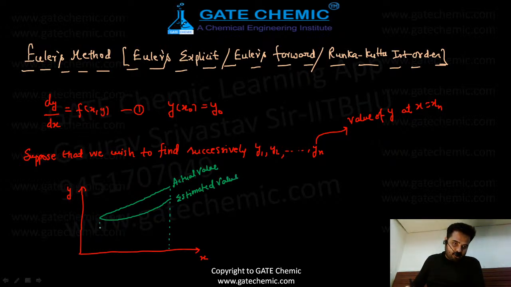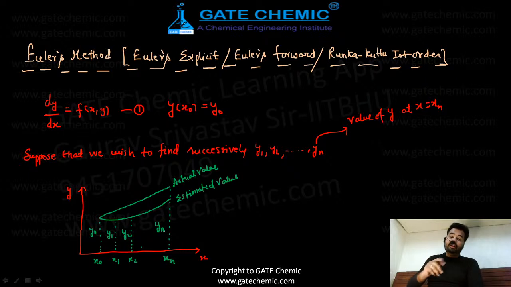Okay, so this is your x naught, this is your x1, this is your x2, and so on. This is your xn. That means this point shows us y naught, this point shows us y1, this point shows us y2, similarly this point shows us yn. You can see successive approximation. In this manner you are approaching to the actual value with every next approximation beta.